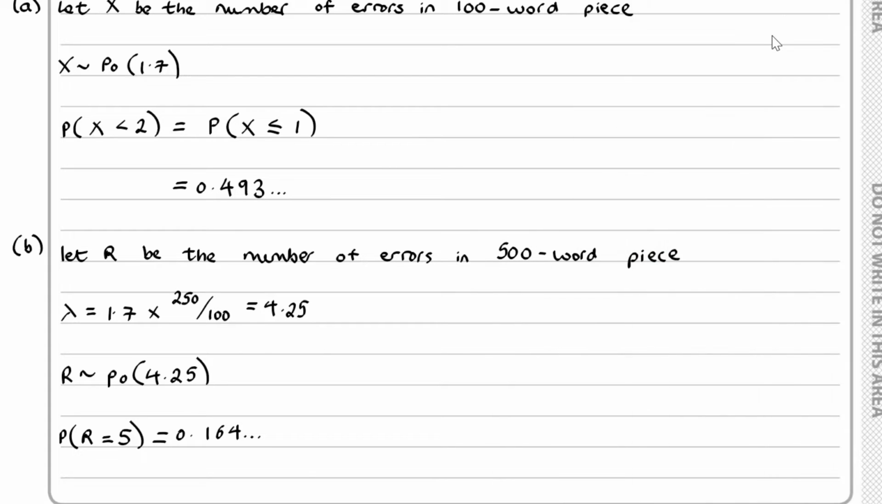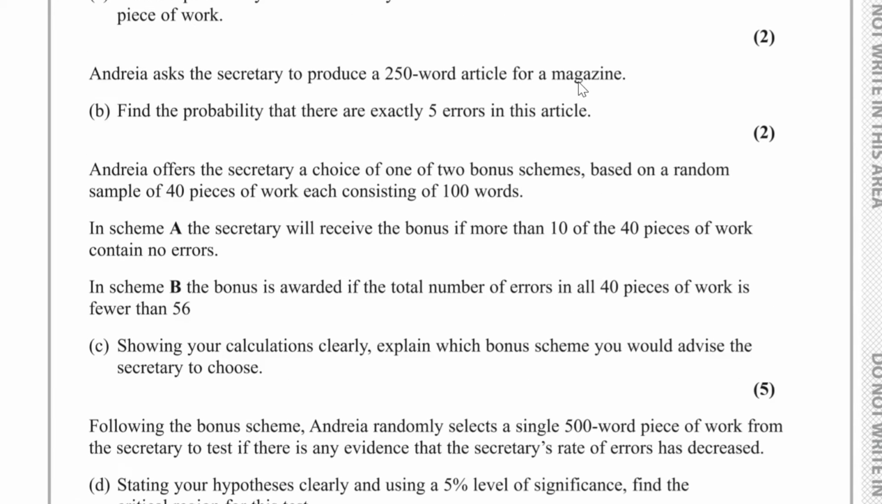Okay, so now for part C of the question, a bit more difficult this time. Andrea offers the secretary a choice of one of 2 bonus schemes based on a random sample of 40 pieces of work, each consisting of 100 words. In scheme A, the secretary will receive the bonus if more than 10 of the 40 pieces of work contain no errors, and in scheme B, the bonus is awarded if the total number of errors in all 40 pieces of work is fewer than 56.